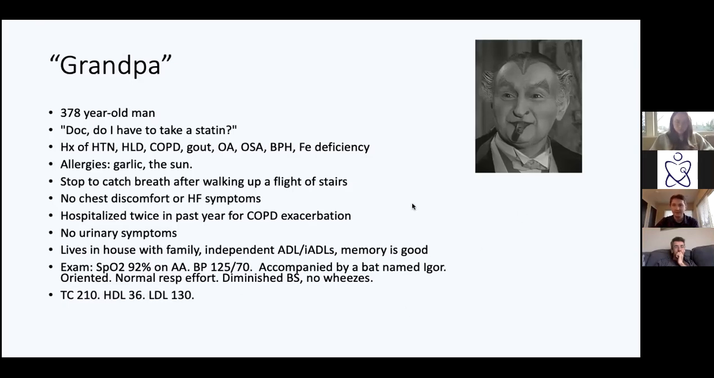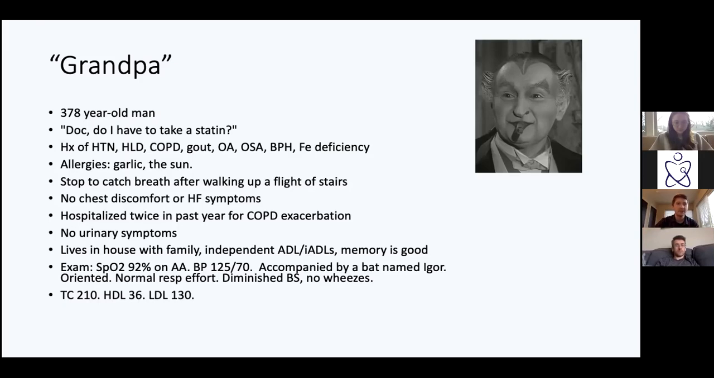So I don't know if any of you have seen The Munsters, like an old school show. This is Grandpa. He plays a vampire on the show. He is 378 years old, and he asks you, Doc, do I have to take a statin? Has a history of hypertension, hyperlipidemia, COPD, gout, OA, OSA, BPH, iron deficiency. He's allergic to garlic and the sun. He has to stop to catch his breath after walking up a flight of stairs. He has no chest discomfort or heart failure symptoms, no known cardiovascular disease.